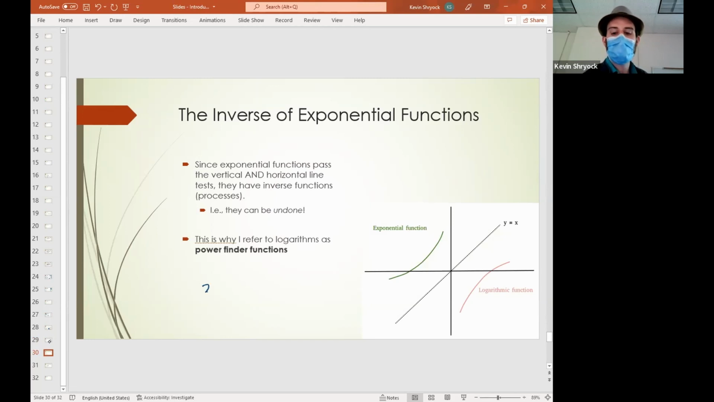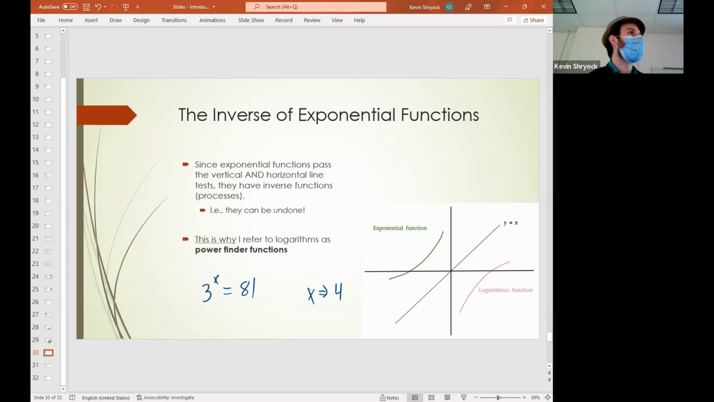Like for example, if I say 3 to the X is equal to 81, what is X? Think it through. 3 times 3 is 9. That's on the second day. Third day, I would be up to 27. Fourth day, I would be up to 81. So X must be 4. How did we do that? Well, we did some kind of analysis of trying to figure out what that power is.